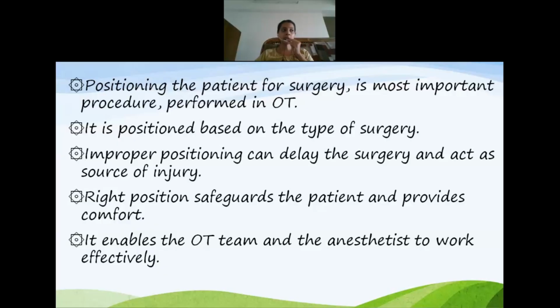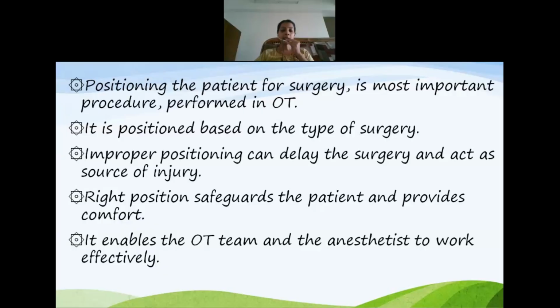Most of the time, when there is improper positioning, it can delay the surgery and it can be a cause for injury to the patient. Sometimes there can be improper visualization of the surgical part, or some other cause can happen if you are not positioning the patient properly. The right position will always safeguard the patient and always provide comfort to the patient.